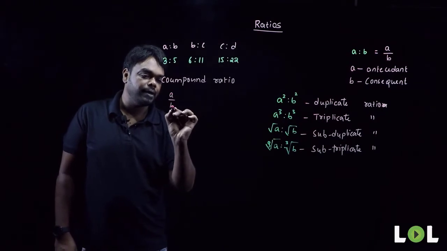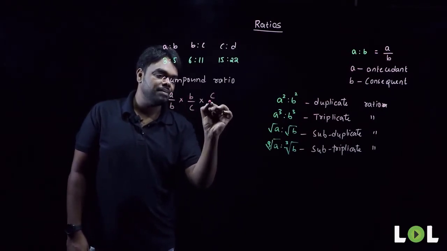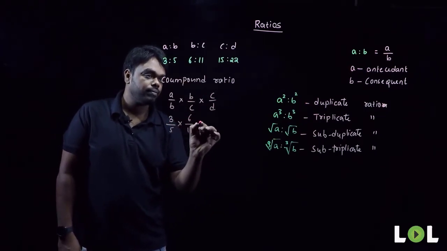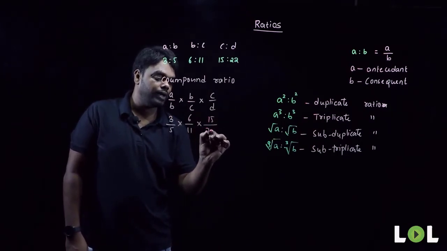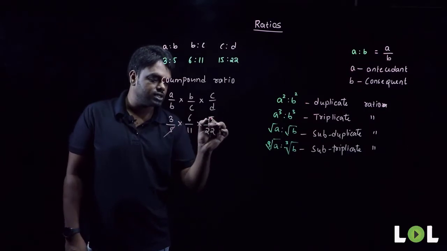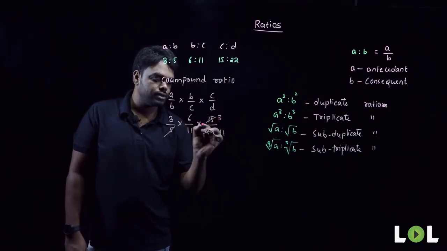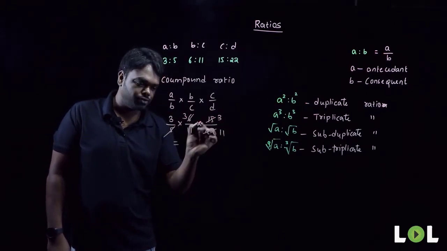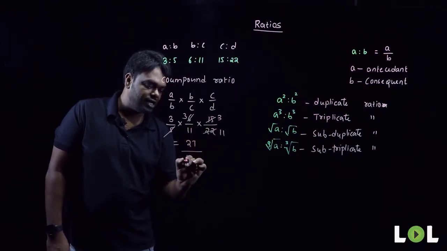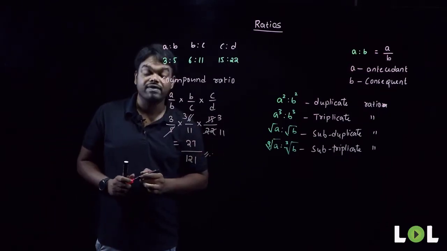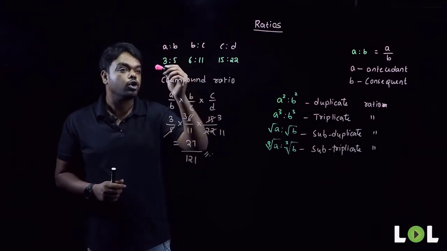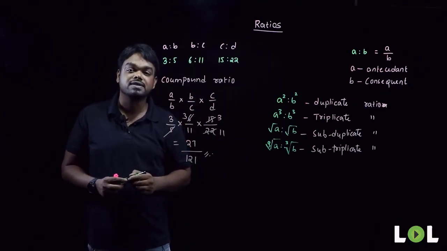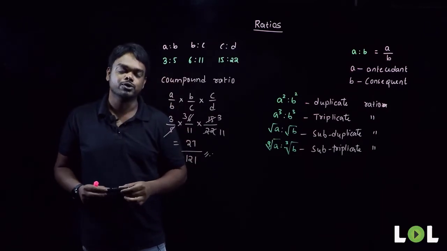Compound ratio is nothing but just the product of all these ratios. That is A by B into B by C into C by D. Now, we know our A by B is 3 by 5 into B by C is 6 by 11 into C by D is 15 by 22. Now, if we cancel these terms, we'll get 5 1s, 5 3s, 2 11s, 2 3s. Can we cancel anything further? No. What do we get? 3 3s 9, 9 3s 27 divided by 11 into 11, 121. So this 27 by 121 is nothing but compound ratio of all the three individual ratios. So in simple terms, compound ratio is nothing but just the product of all the given ratios.